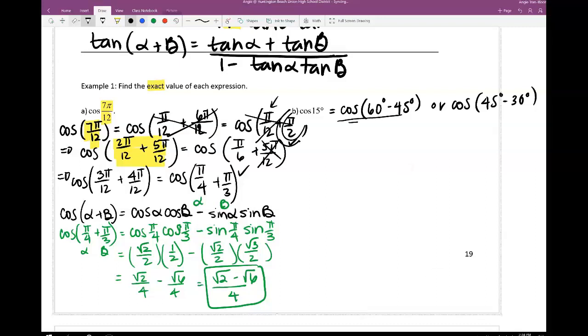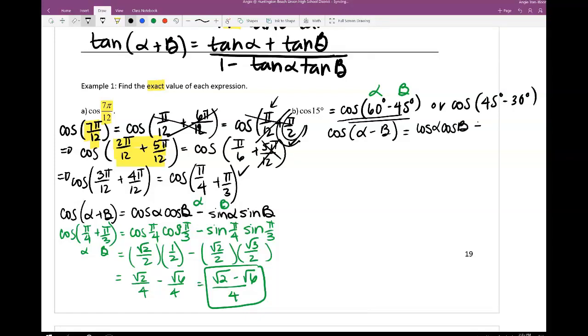All right, but for this one, we're going to use this, okay? Here we go. This is a difference of two angles for cosine. So this is alpha and this is beta. And the formula of difference of cosine is cosine of alpha minus beta is, go ahead and write that down for me. Okay, so the formula for the difference of cosine is cosine of alpha times cosine of beta plus sine of alpha times sine of beta.